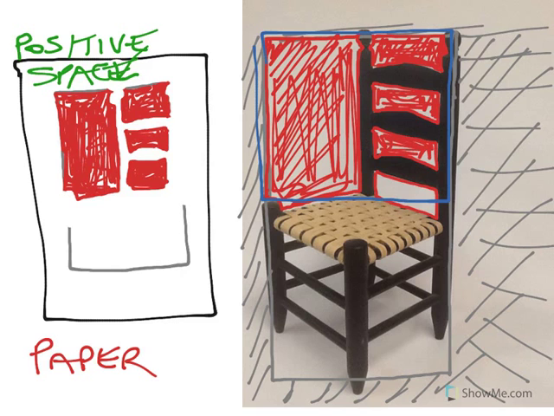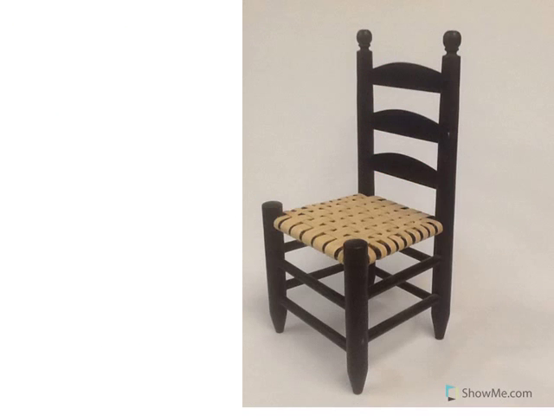Positive space are the areas of the chair, where the area is filled with the subject. Negative space is the area within and around the subject. So I've now drawn the chair without actually drawing the chair itself, simply by drawing the areas within and around the chair. These are all the negative spaces.